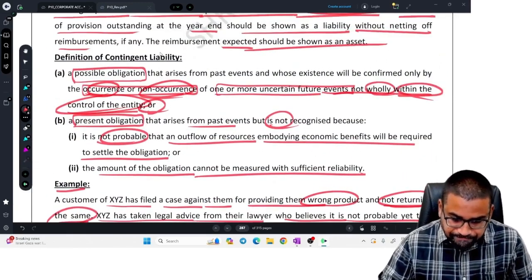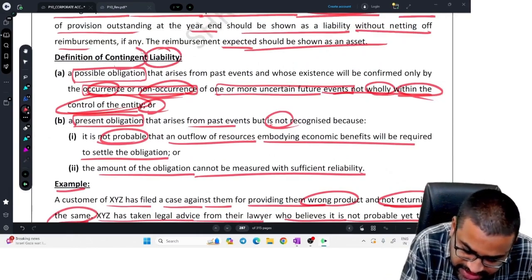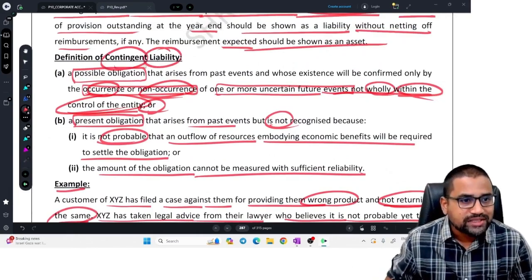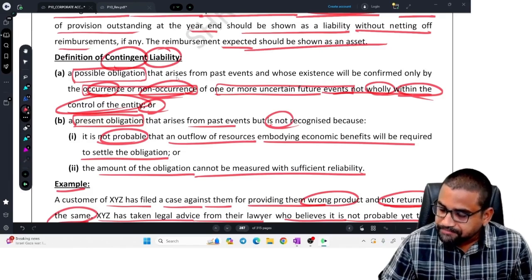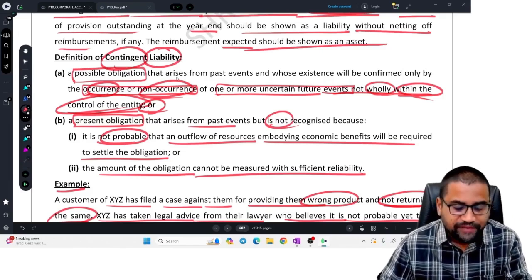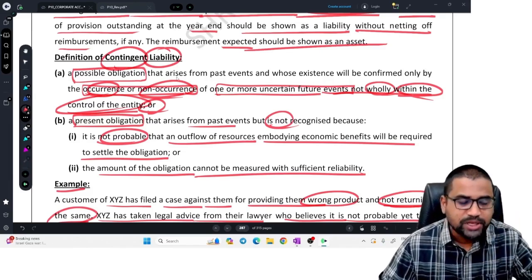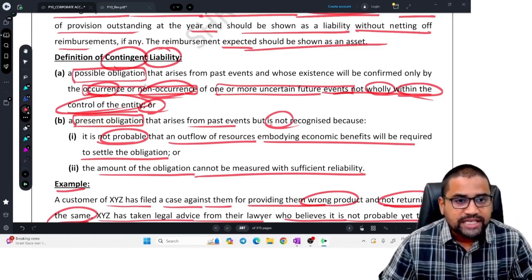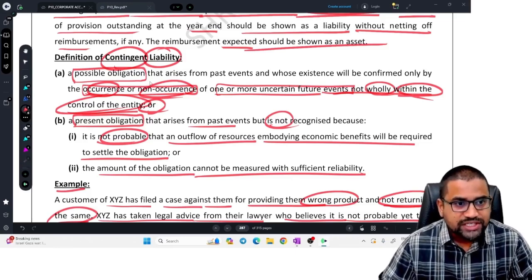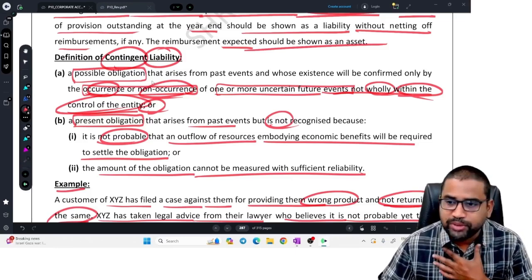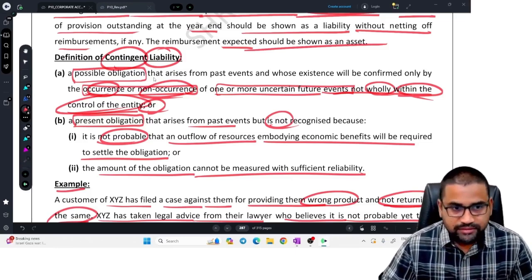Okay. So liability with contingency is called contingent liability. A contingent liability can be defined in either of two ways: it is a possible obligation, or there is a present obligation but it cannot be recognized as there is no probable outflow of resources to settle it, or the amount of the obligation cannot be measured with sufficient reliability.